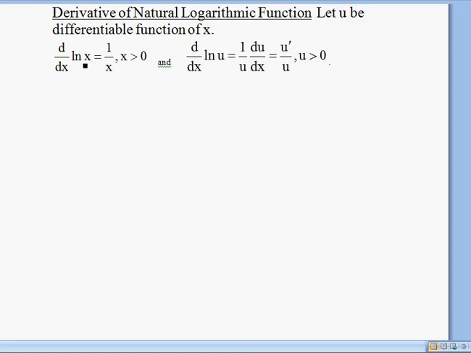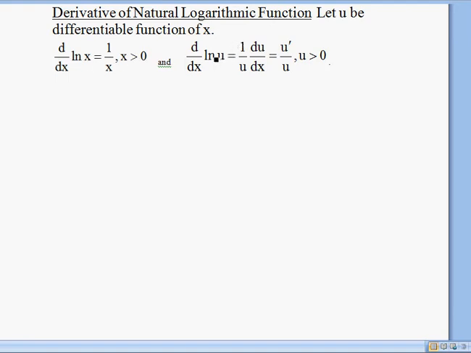Okay, if we look at the derivative of the natural log function, it's pretty straightforward. The derivative of natural log of x is equal to 1 over x. So you take whatever you're taking the natural log of and put it in the denominator, provided that x is positive, because the domain of the natural log function is all positive values bigger than 0.